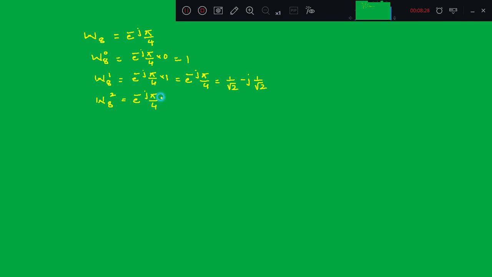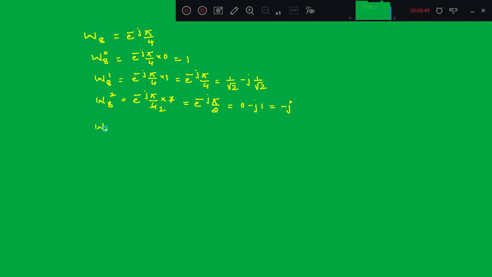And similarly we will calculate W8 raised to 2, which is equal to e raised to minus j pi by 4 into 2, which is equal to e raised to minus j, 2 ones are 2, 4s are, so it is e raised to minus j pi by 2. So cos pi by 2 is how much? Cos 90 is 0, minus j sin 90 is 1, so you will get minus j.